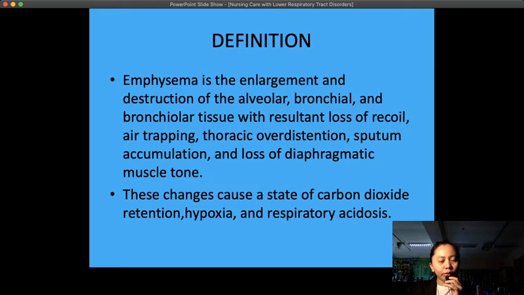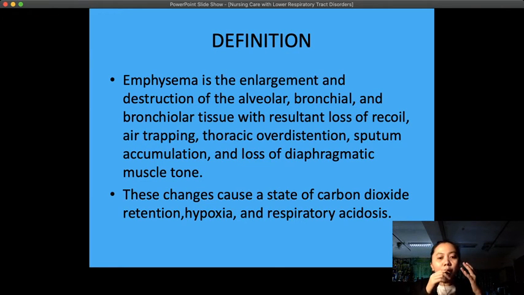Okay, so definition, emphysema is the enlargement and destruction of the alveolar, bronchial, and bronchiolar tissue with resultant loss of recoil, air trapping, thoracic overdistension, sputum accumulation, and loss of the diaphragmatic muscle tone. These changes cause a state of carbon dioxide retention, hypoxia, and respiratory acidosis. So kung may emphysema, hindi lumalabas ang carbon dioxide. Okay? Nare-retain siya aton lungs, amo ito nga, di ba, nasusuffocate. Kaya puro carbon dioxide ang aada.